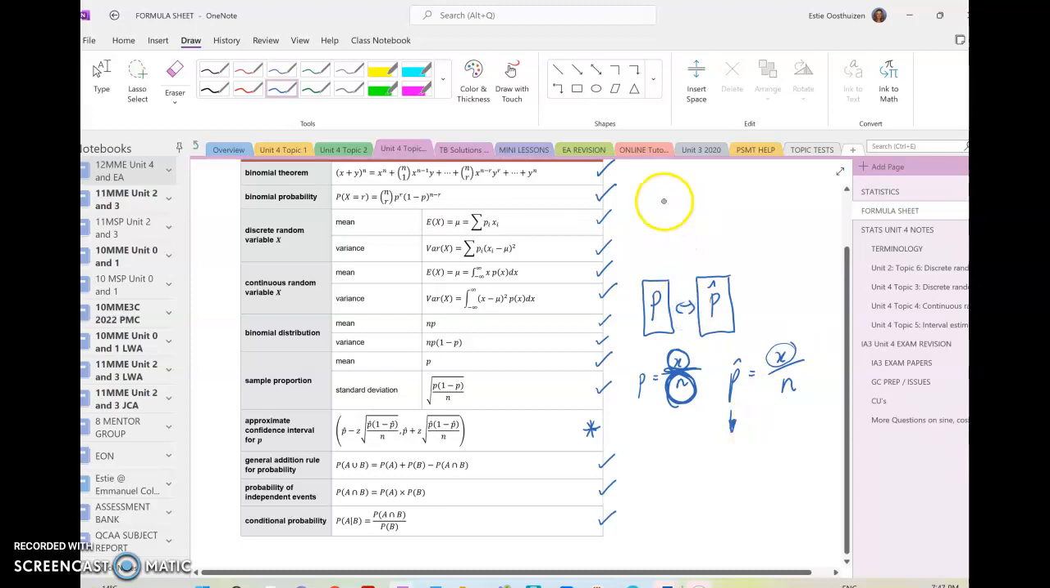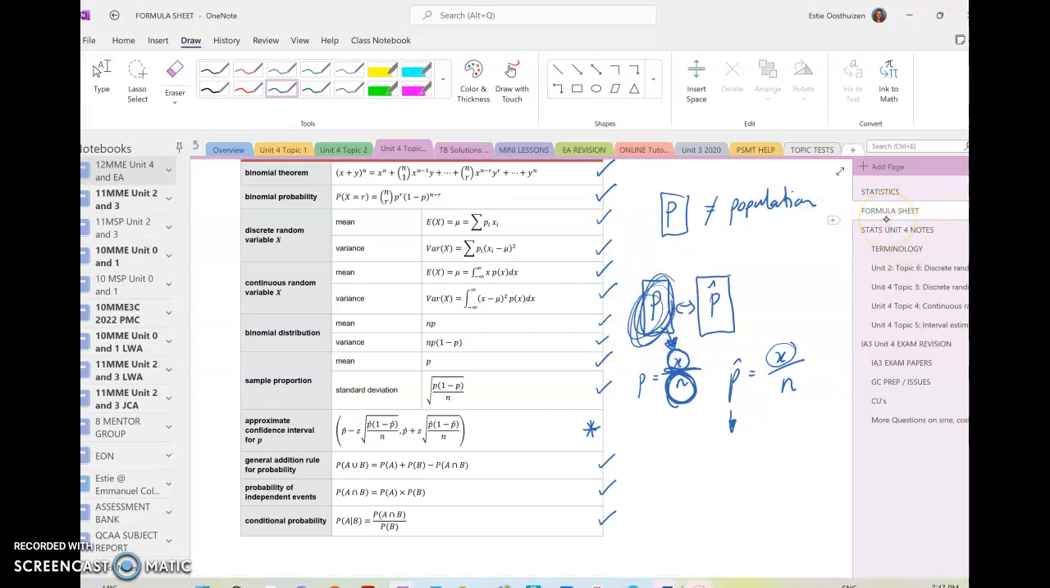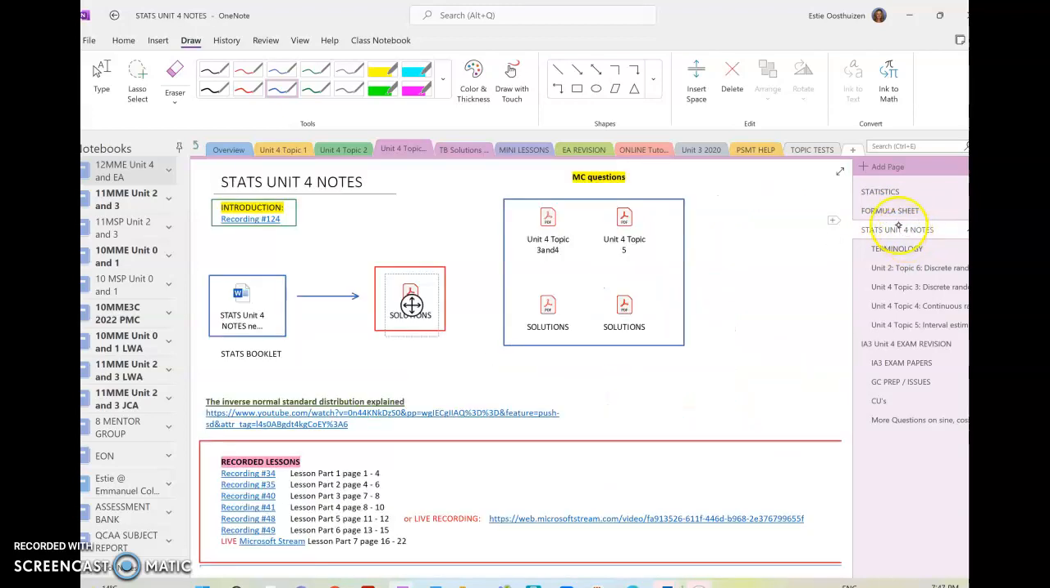And just a reminder as well, remember P is not population, right? It's not population. P is a proportion. It's a fraction, and it looks like that. It's not just a population. So remember, that was a bit of an issue last term.